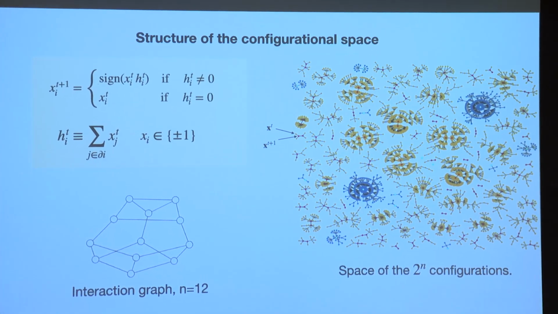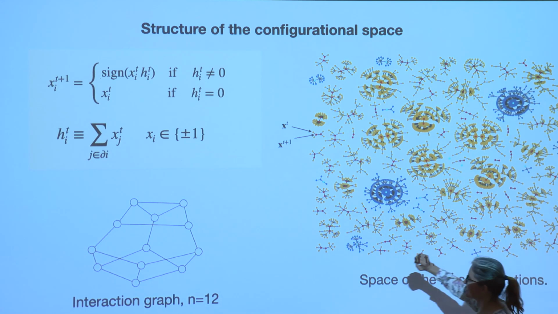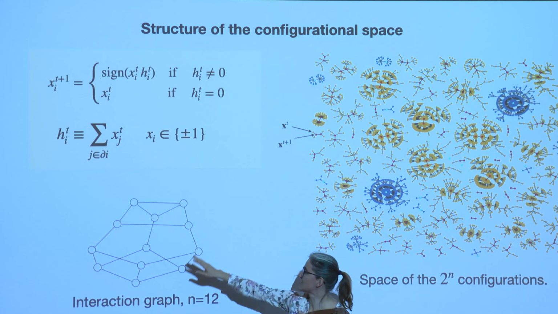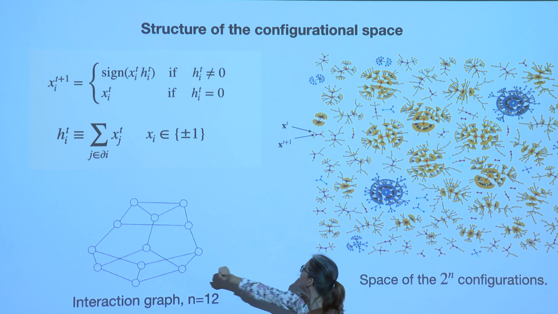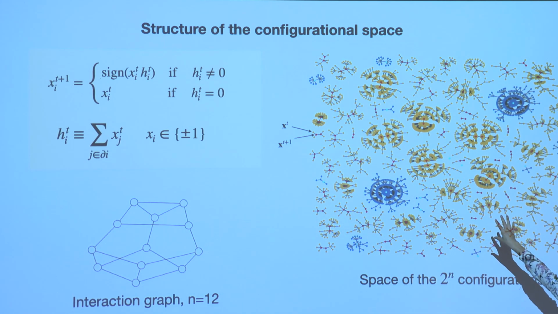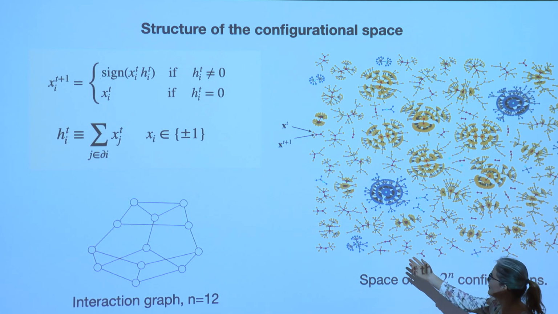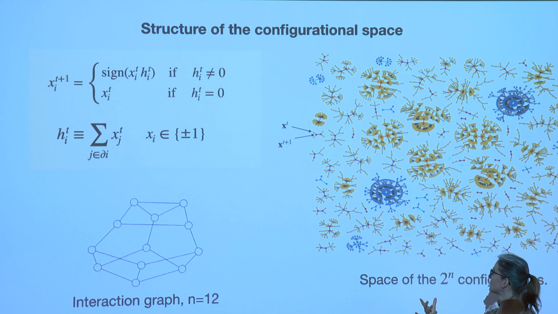So let's just think about the dynamics a little bit on this picture. What this picture actually is, is the configurational space for a graph that is drawn here. It's a graph with 12 nodes with these edges. And what is here is the 2 to the 12 points. You need to trust me that there are 2 to the 12 points. And the way they are connected is that if from one of the configurations the dynamics leads you to the other, you put an edge. So the edges are the edges in the configurational space.